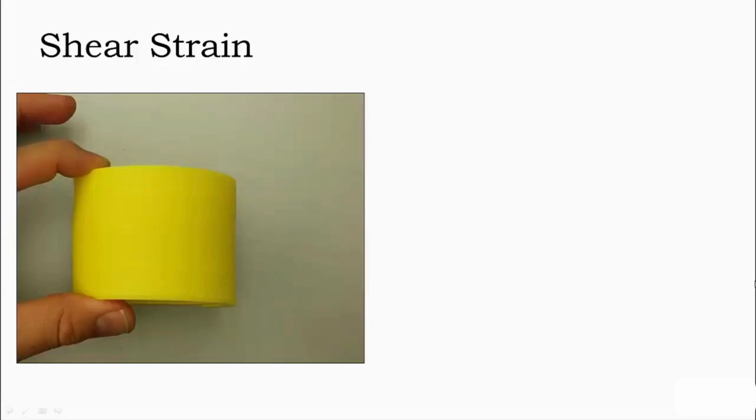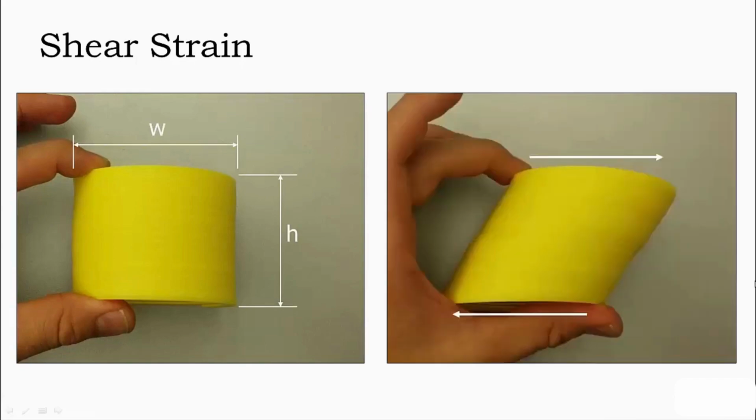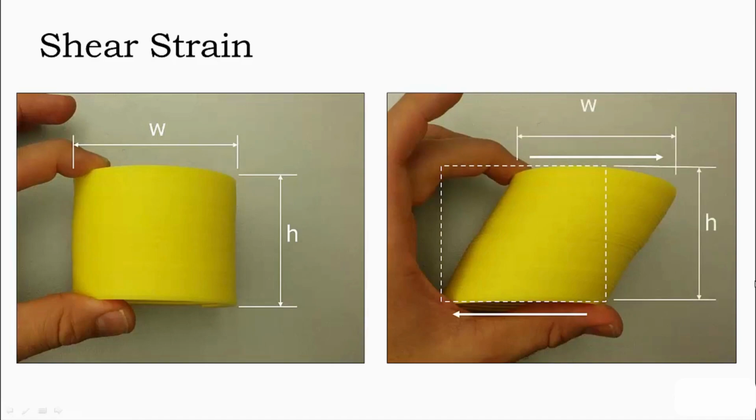If we look at our slinky in its undeformed state, we can say that it has a width W and height H. If we apply a shear force, we see that the slinky deforms. If we overlay the initial shape, what we can see is that when it's deformed by a shear force, the width W and height H do not change. We do not get any elongation in those two directions. Instead, what we get is a change in angle or a change in shape of the slinky. We denote this angle by the Greek letter gamma, and it is precisely the quantity shear strain.